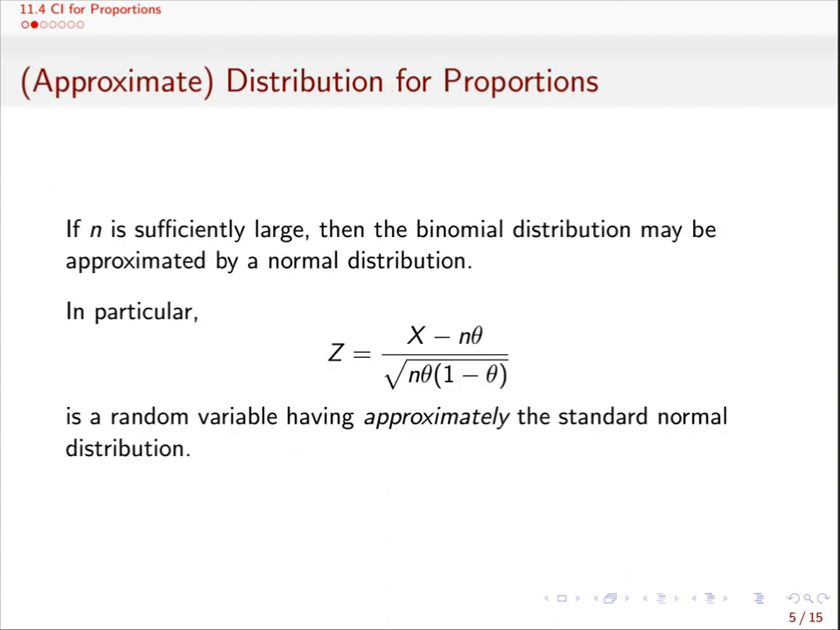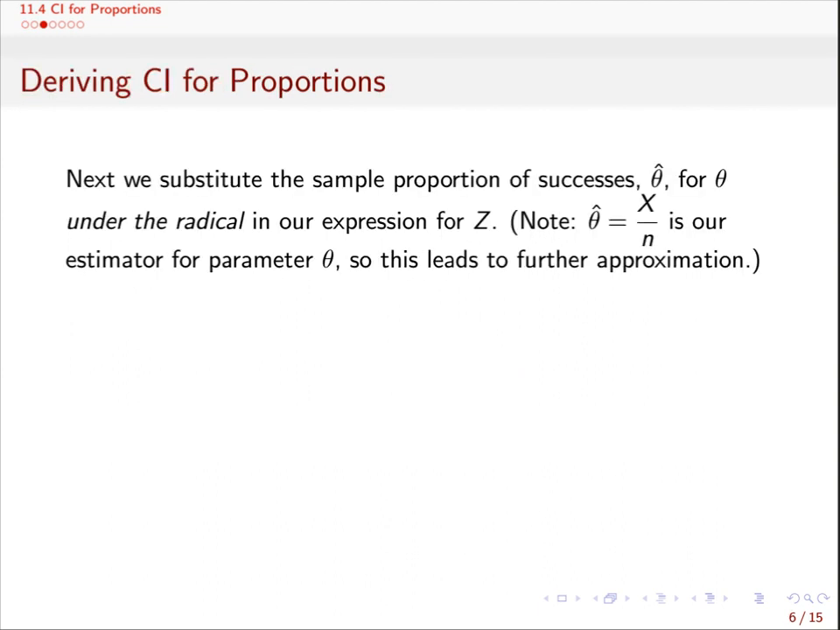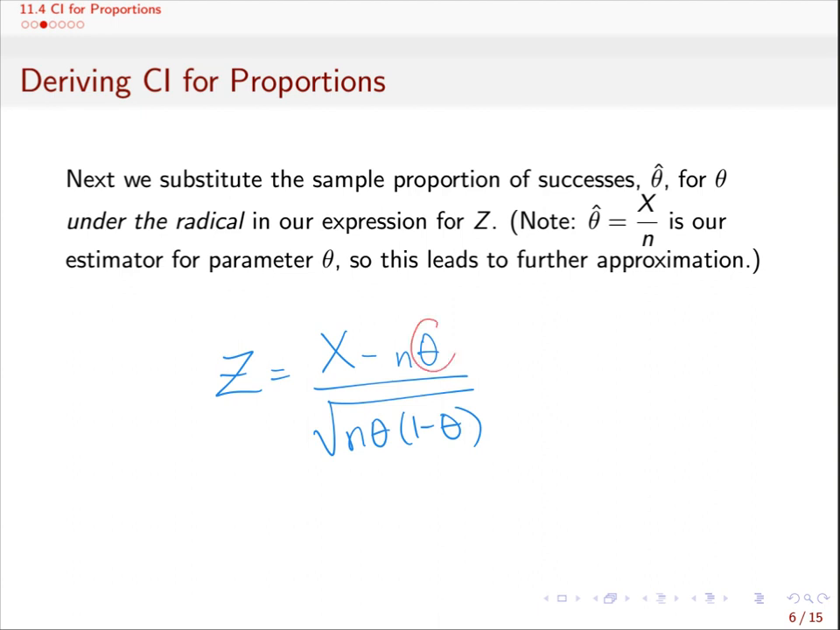So if n is sufficiently large, then the binomial distribution may be approximated by a normal distribution. If we create this random variable z, which is defined to be the random variable x minus its mean divided by its standard deviation, this will have approximately the standard normal distribution. In our expression for z on the previous page, we had x minus n theta divided by the square root of n theta times 1 minus theta. So as I said previously, this theta right here is our population parameter.